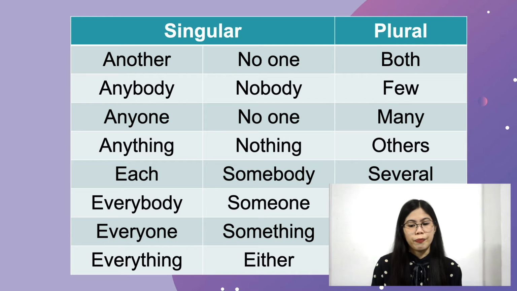and so on. We also have here indefinite pronouns that are used as plural, meaning it pertains to two or more. So we have both, few, many, others, and several. To easily understand their uses, let's have sample sentences.